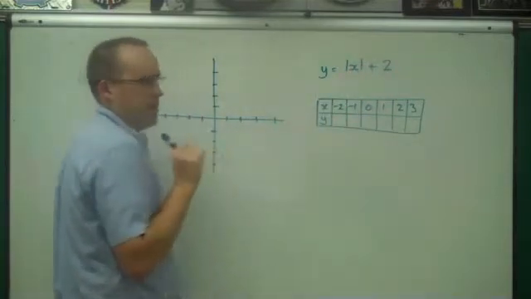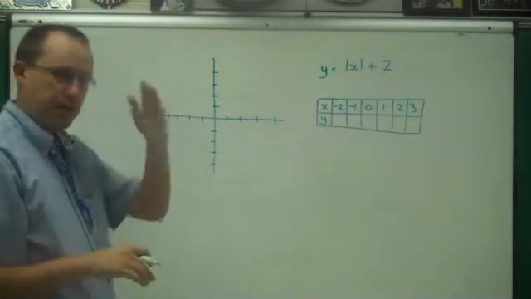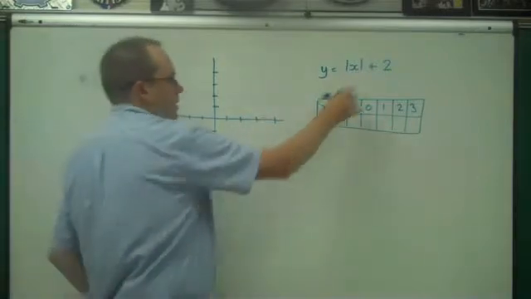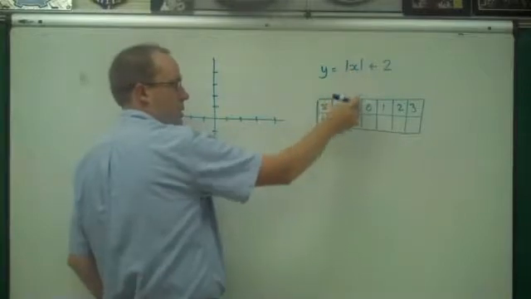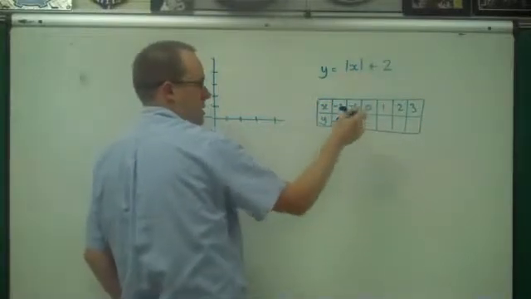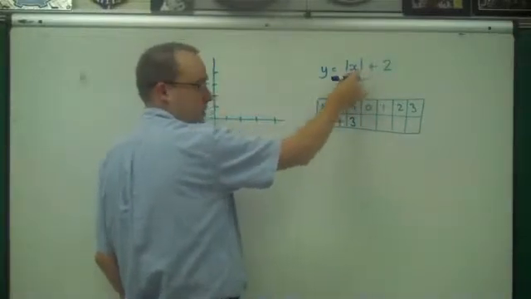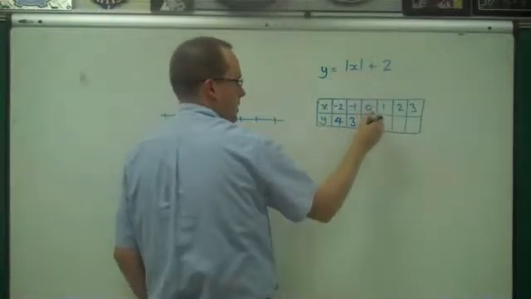The absolute value of -2 is just 2, because remember it changes anything that's negative into positive. 2 and 2 is 4. Absolute value of -1 is 1, plus 2 is 3. Plug 0 in here, absolute value of 0 is 0, plus 2 is 2.